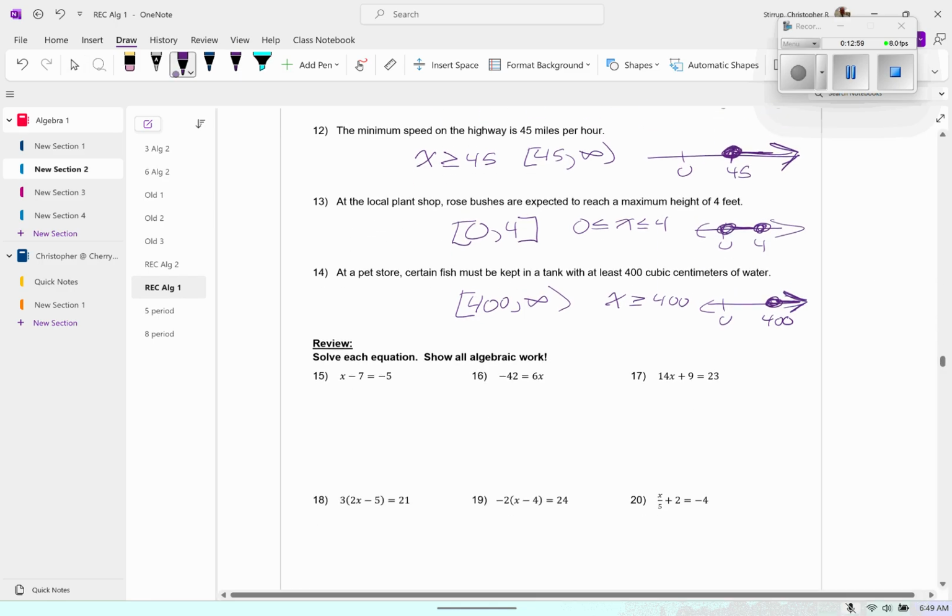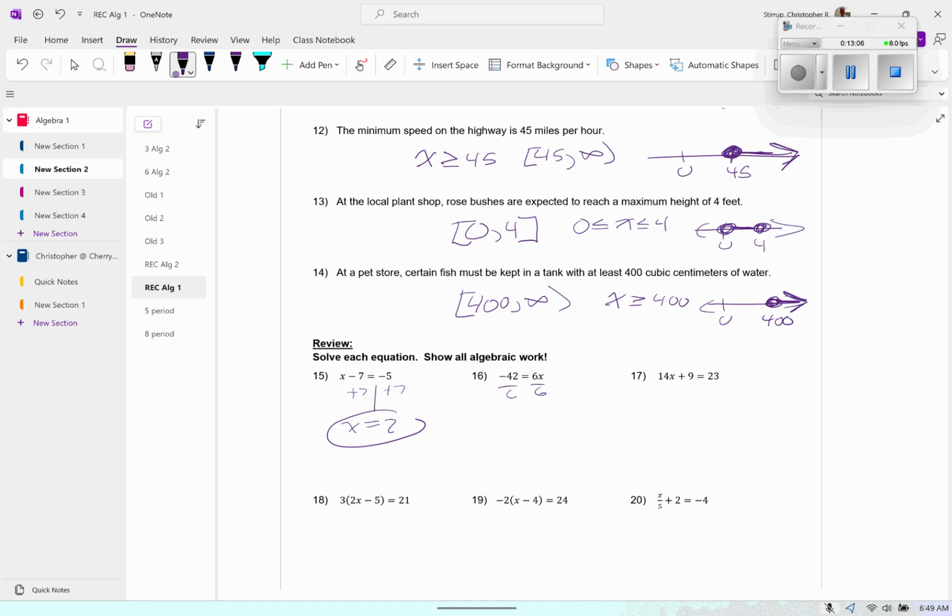Okay, so let's go ahead and solve these. So I'm going to add 7 to both sides. 6x equals 42. I'm going to divide each side by 6. x equals 7. You can flip that over if you want. This one you're going to subtract 9 first. Those cancel, so 14x is equal to, what is that going to be, 14. Divide each side by 14. So x equals 1.